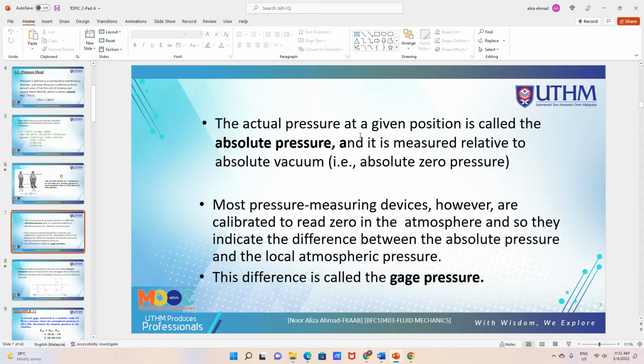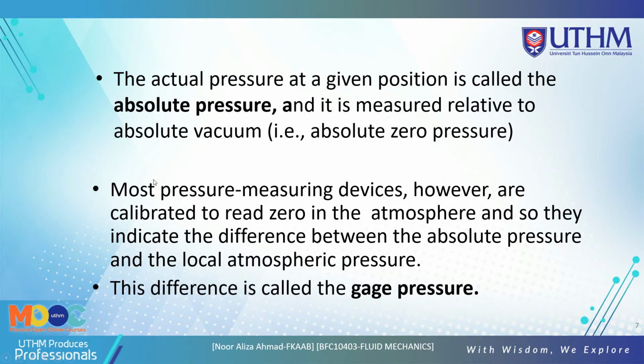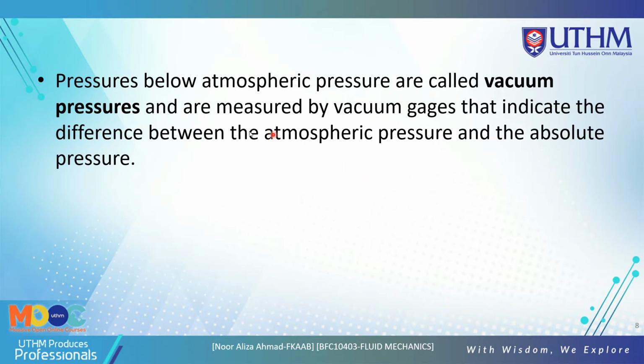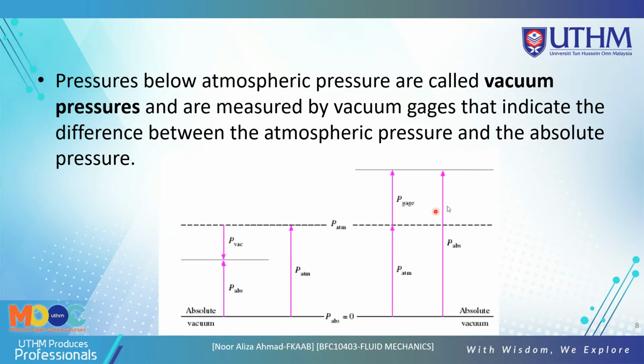So for the actual pressure, you must know three pressures: the absolute pressure, the absolute vacuum or absolute zero pressure, the gauge pressure, and the vacuum pressure. These three types of pressure refer to the concept in this figure here.